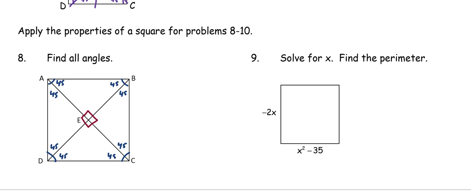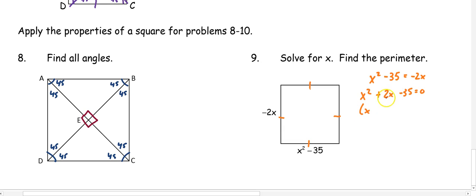Number 9, solve for x and find the perimeter. So remember in a square we have 4 congruent sides, so we're going to set those equal to each other. X squared minus 35 equals negative 2x. We're going to add 2x to the other side so that we can factor. So x squared plus 2x minus 35 equals 0. So when I factor, we get x plus 7 and x minus 5 equals 0. So when I solve, I get x is negative 7 and x is 5.